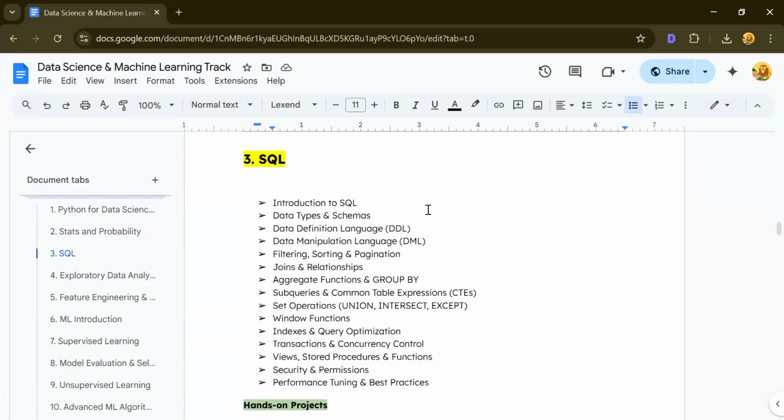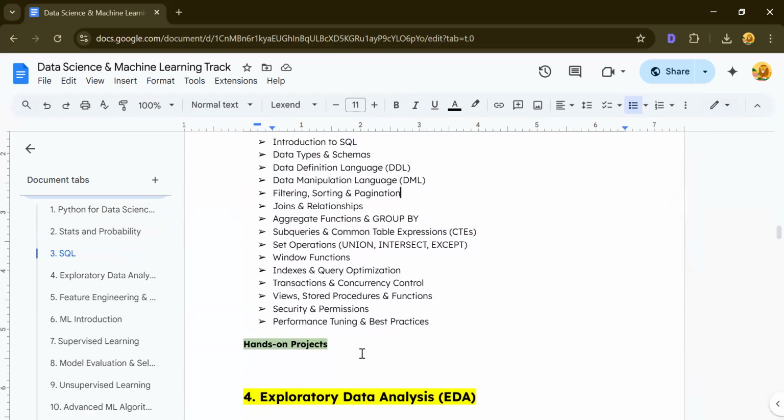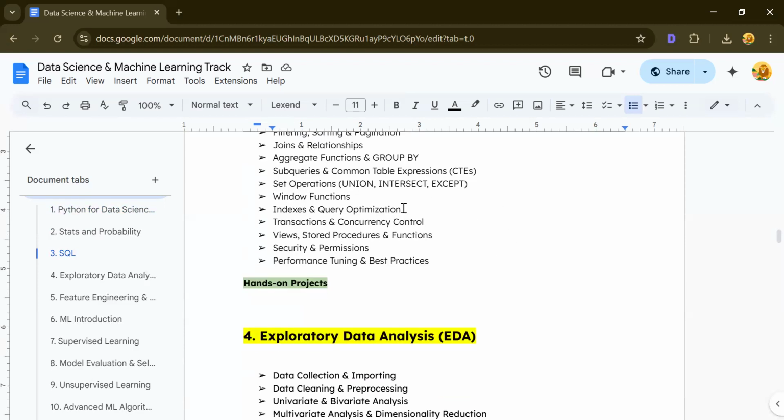And I would like to add SQL here, particularly because as a data scientist or ML engineer, you definitely use SQL most of the time, almost. Again, it's almost like a basic to advanced level. We start with data types and schemas, DDL, DML, joins, aggregation functions, subqueries, CTEs, window functions. And also we will look at security and permissions. It's more like a database thing. Like we use Postgres, MySQL databases, and we secure them.